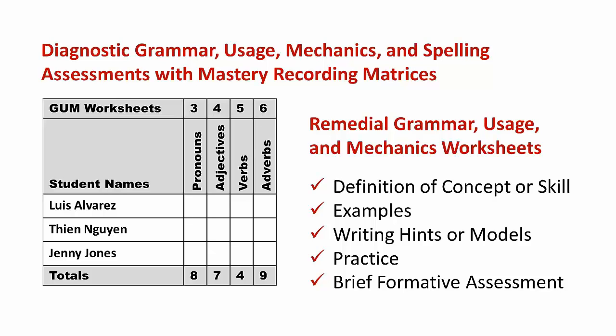The grammar, usage, and mechanics worksheets are designed to help students master the previous grade-level Common Core Language Convention standards, including the Language Progressive Skill Standards. Each worksheet includes concise definitions of the concept or skill, with examples, writing hints or models, a practice section, and a brief formative assessment. The language of instruction complements that of the language convention's lessons. Students progress at their own rates with the worksheets to master previous grade-level standards.